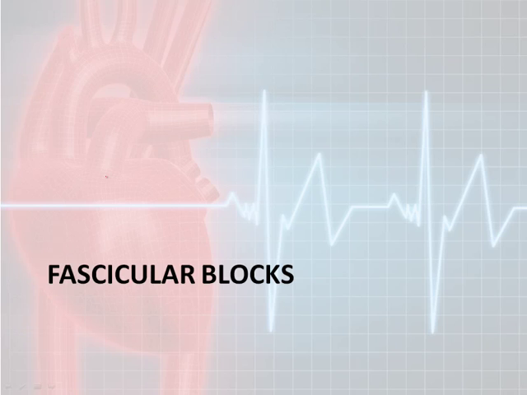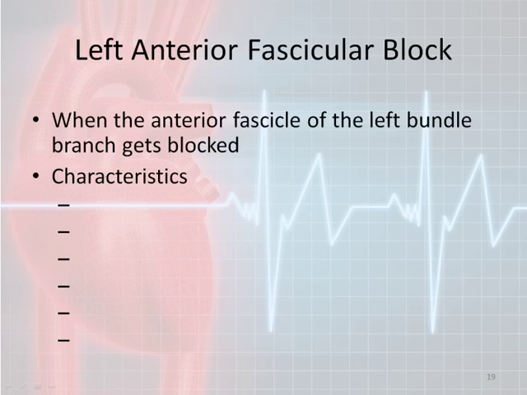Let's talk about fascicular blocks, different from bundle branch blocks, but still important because you will definitely see this on the EKG eventually. First, we're going to talk about the anterior fascicular block. Just remember, the fascicles are what come off of the left bundle branch.